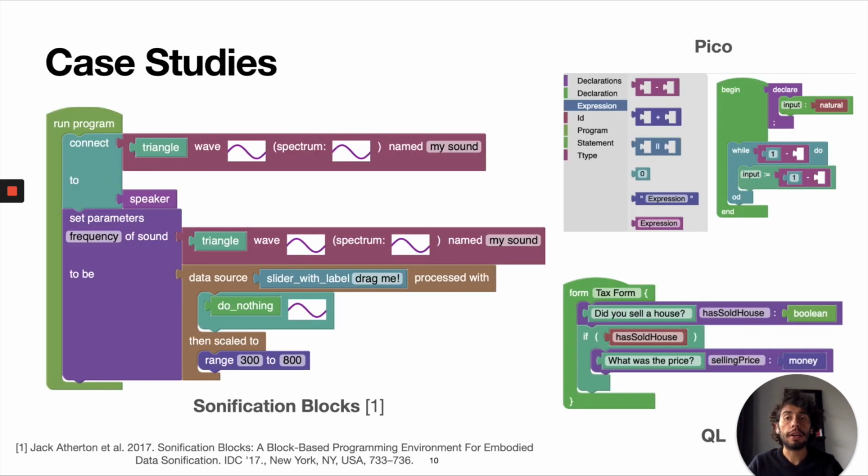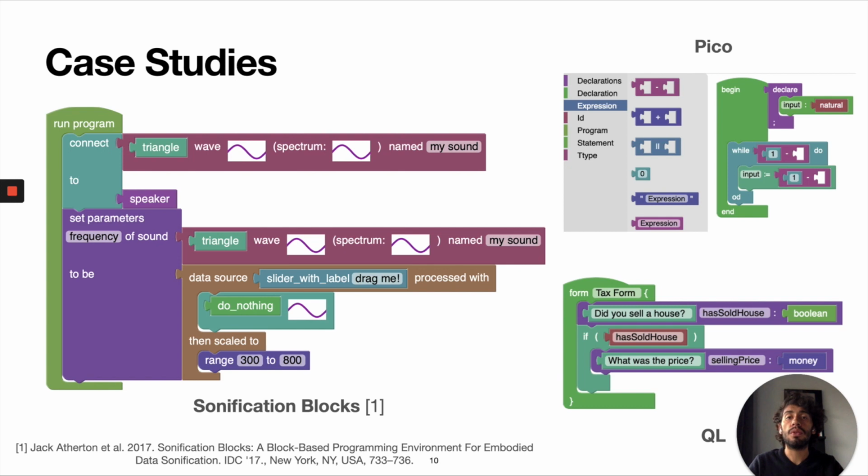We applied Kogi to several case studies. The first one is sonification blocks. Sonification blocks is a block-based language created for teaching students music production. This language was already implemented as a block-based environment. So what we did was reverse engineer the block-based environment, and we defined a grammar for it. What you are seeing on the slide is the resulting block-based environment generated by Kogi.